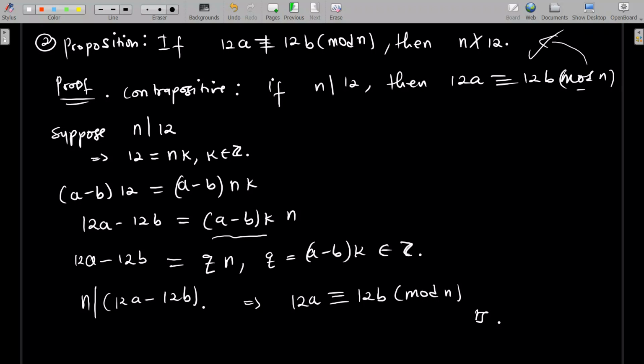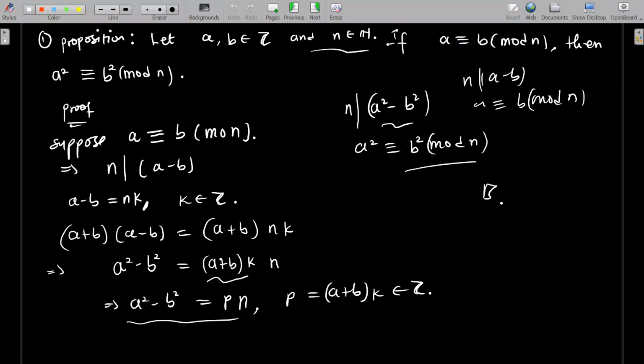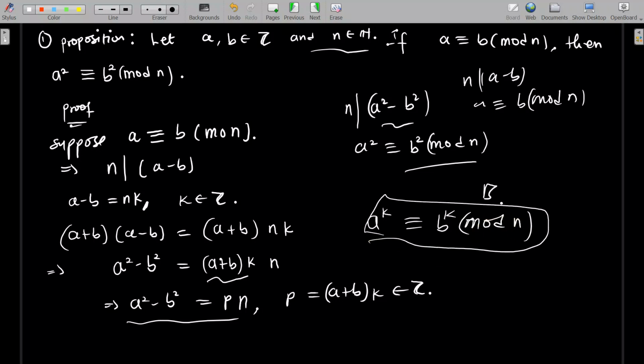Stay tuned. I'm going to do other videos on congruence modulo. In fact, with the previous one that we did here, we can prove that a to the k is congruent modulo to b to the k if a is congruent modulo to b mod n. This relation holds, and I'm going to prove that maybe in our next 2 videos or something. I'm going to do other proofs as well.